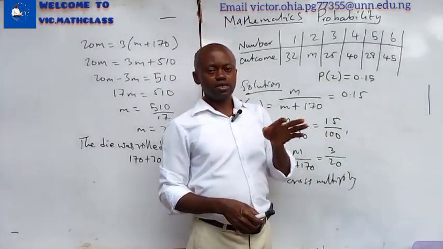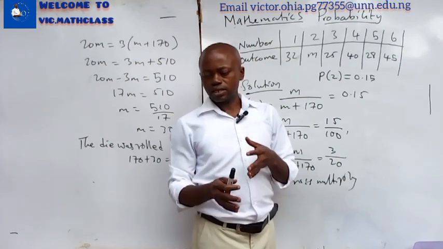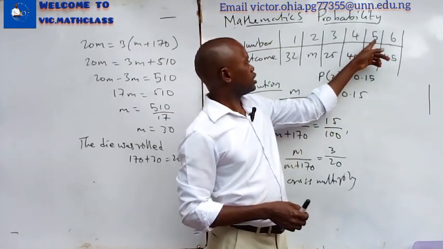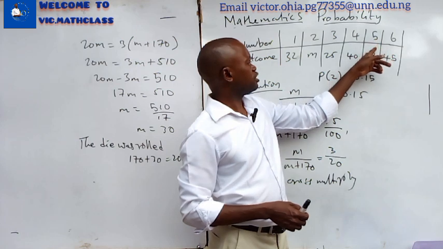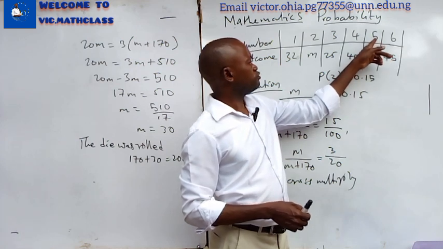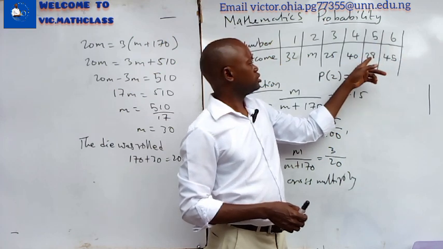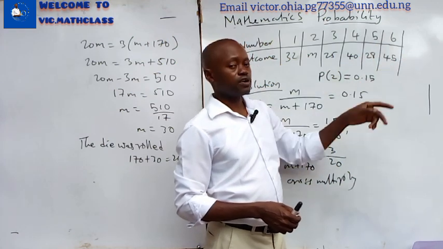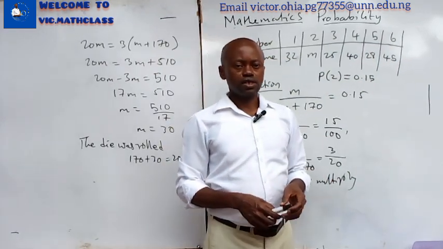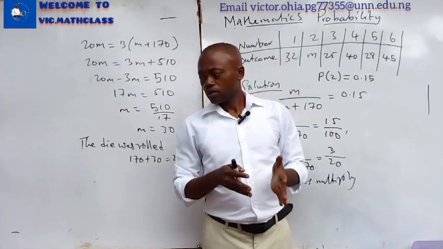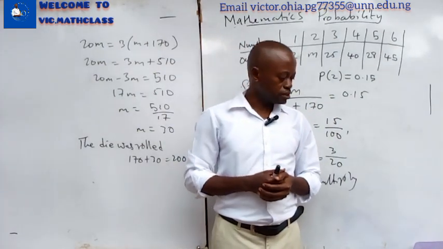I did something similar when I started the classes on probability, so take out those classes as well. At least 5 here will be 5 and 6 occurring. The probability of 5 or the probability of 6 is 28 plus 45 all over 200. So this is what we have in this class.